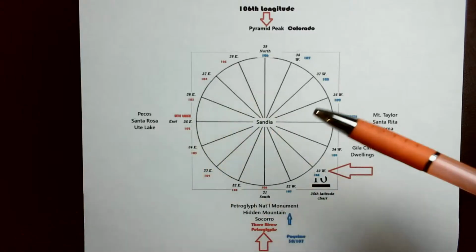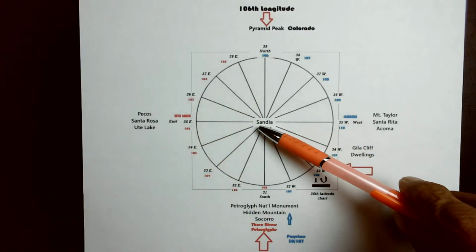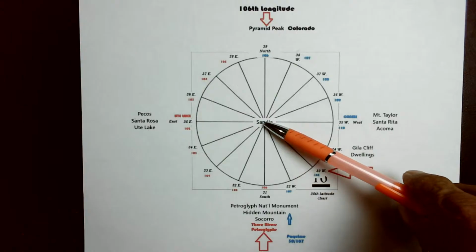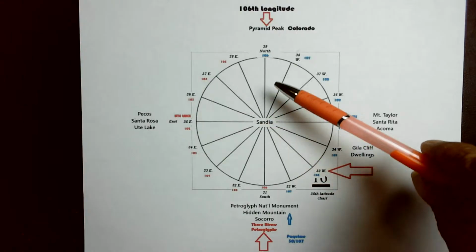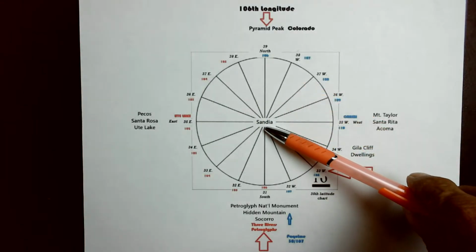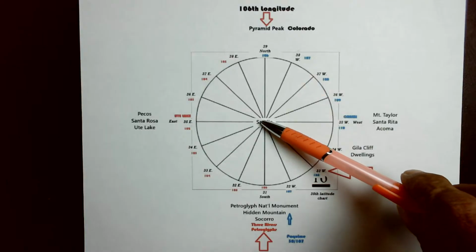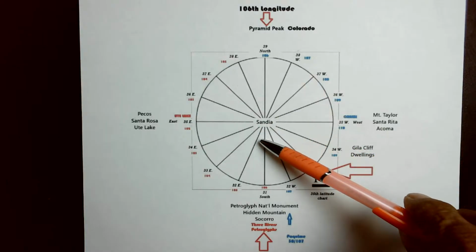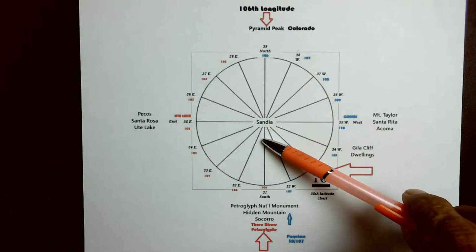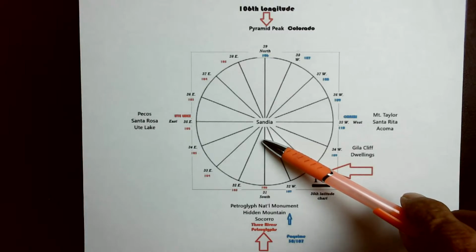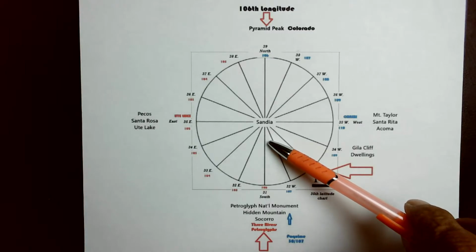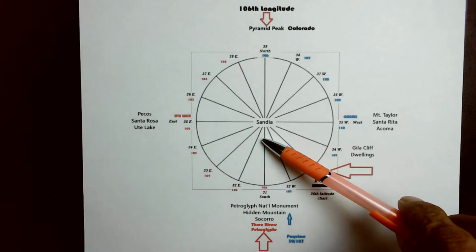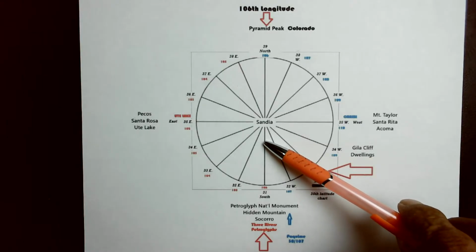And what I'm going to show you here is what I call the Petroglyph National Monument alignment. Now, from the Sandias, if you go down to Hidden Mountain, which is right outside of Los Lunas, there are petroglyphs located there. And where are they located? 106 degrees longitude. Petroglyphs are used for local trade, continental and global trade.